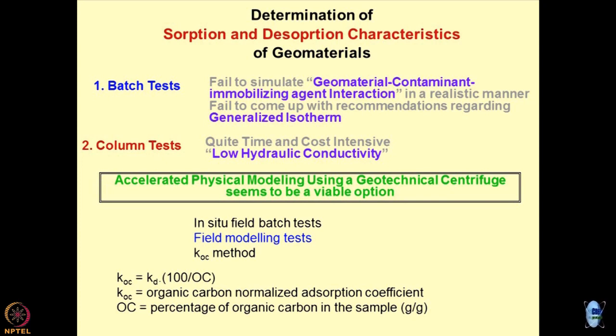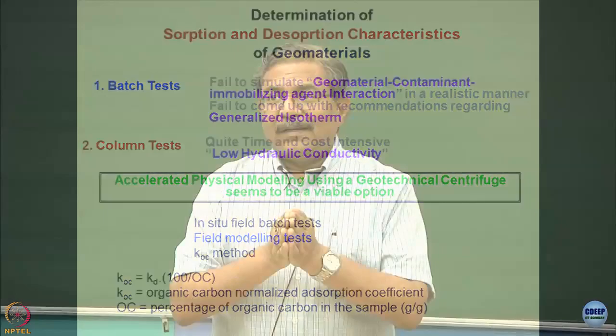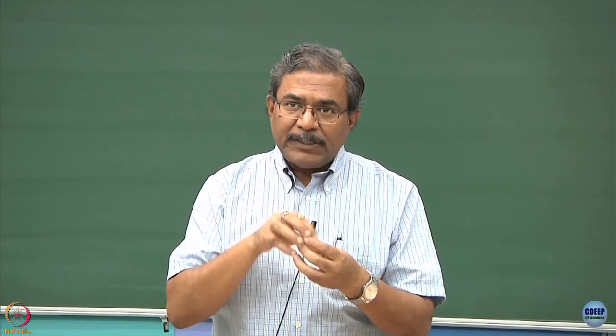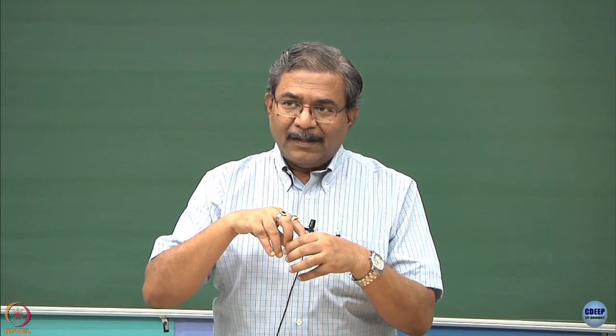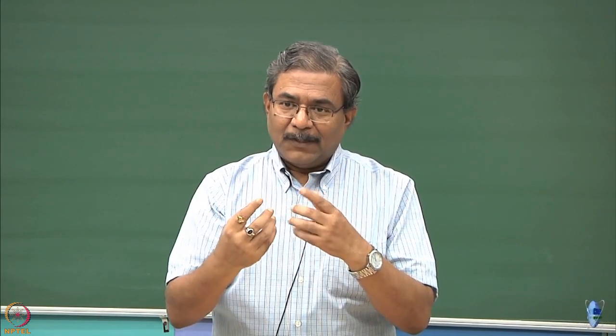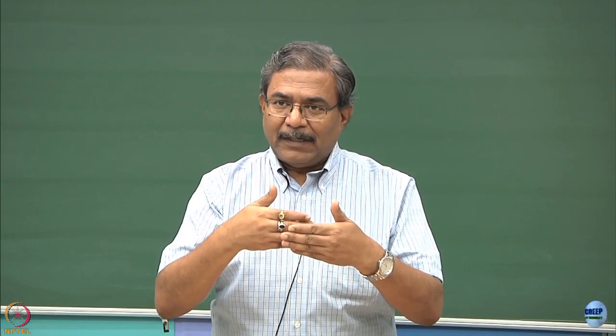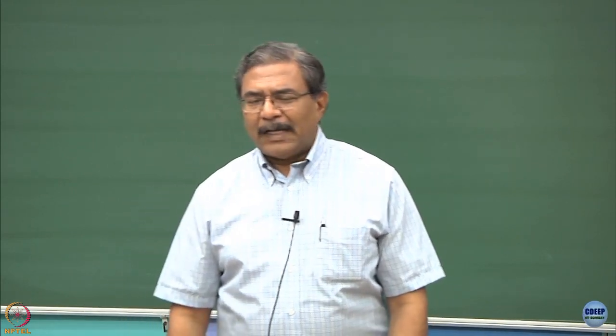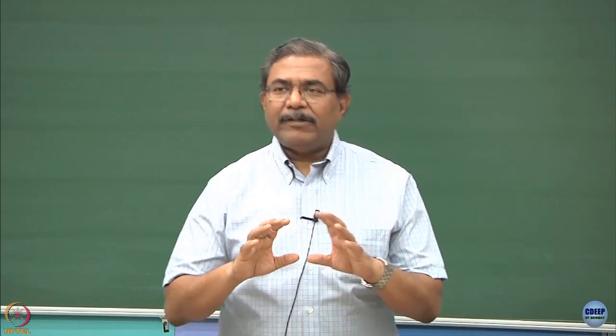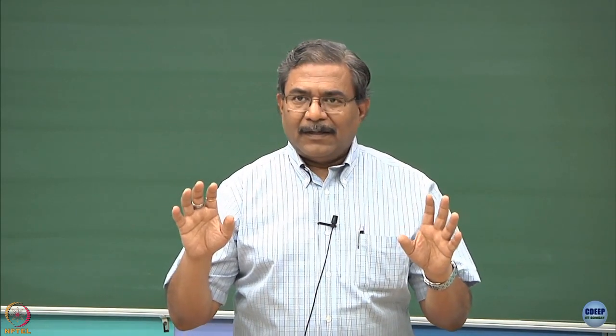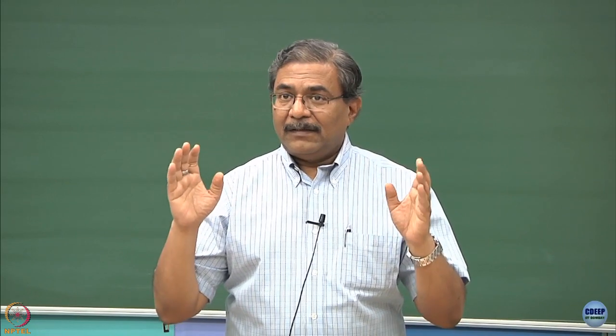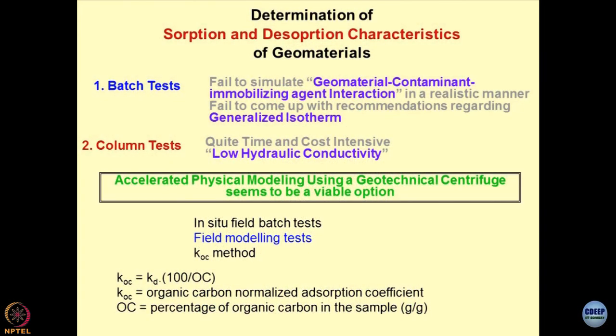Unfortunately, this type of situation is not going to occur in the field. Why? Because the soil mass is in a compact form, so all the surface of the grains is not really contributing to the interaction. When you compact it, a substantial amount of the surface of each grain gets hidden by the next grain, so it does not come in contact with the contaminant directly. That means if you are doing a batch test, you are going to get an extremely lower value of the Kd parameter.